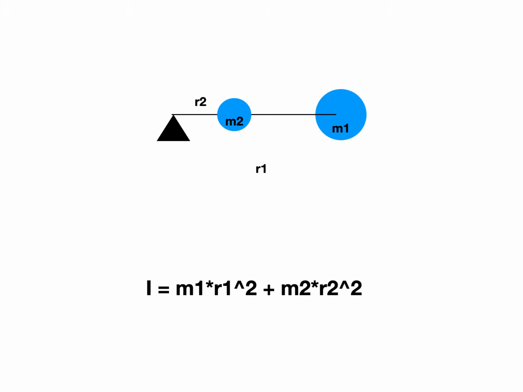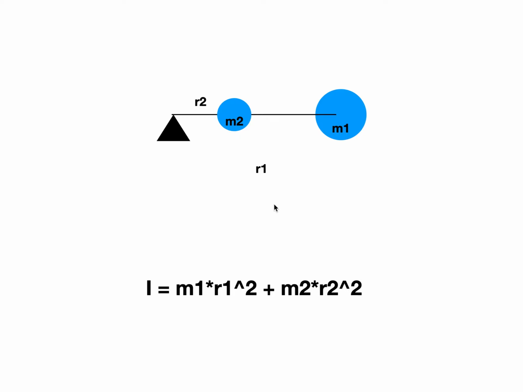Okay, how about a slightly more complicated example? There are 2 points of mass, m1 and m2. In this case, to calculate the total moment of inertia, you just sum them up. That will be m1 r1 squared plus m2 r2 squared. That's still not too hard, right? You get the moment of inertia of each of the 2 points of mass, and then sum them together.